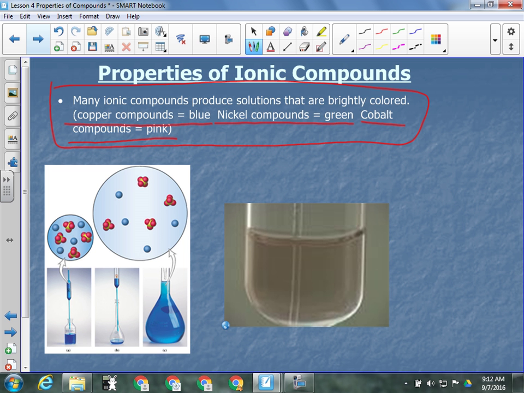All right, but like we've said, the most important test that will separate your molecular compounds from your ionic compounds is conductivity. Conductivity tells you 100% of the time whether it is ionic or molecular.